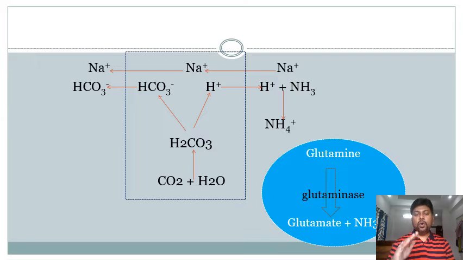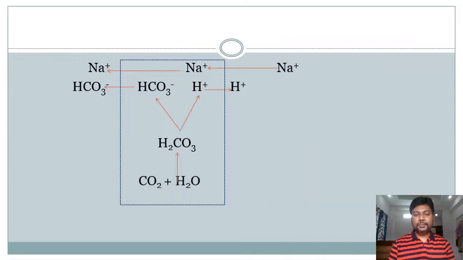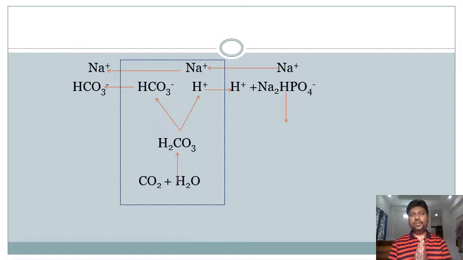Okay, so this is how some H plus ions are buffered and excreted as ammonium ions, whereas most of the other H plus ions are excreted as sodium phosphates, that is, by the phosphate buffers. Phosphate buffer is made up of two components, an acid component and a base component. The one with the extra H plus, the hydrogen ion, is called the acid component, whereas the one with the extra sodium is called the base component.